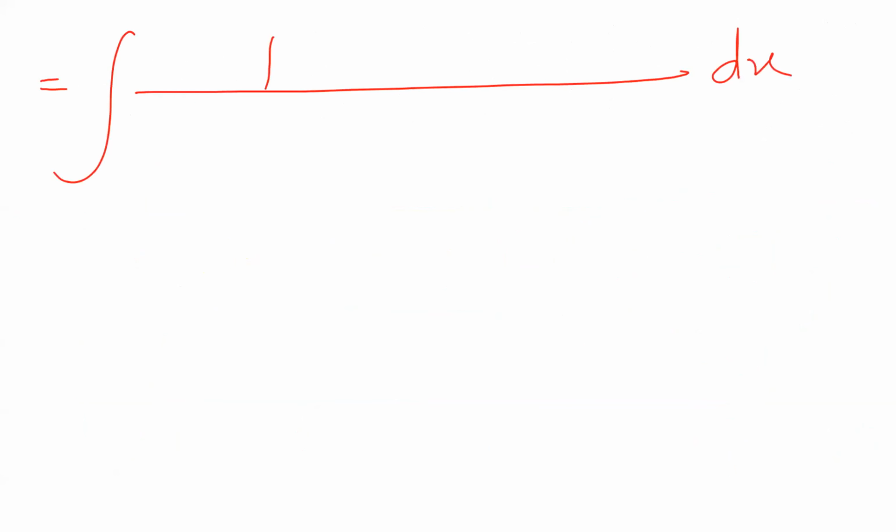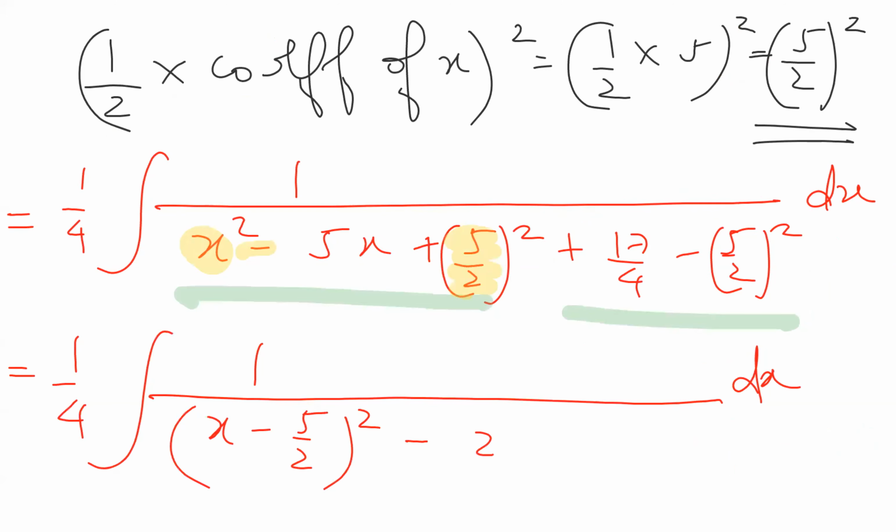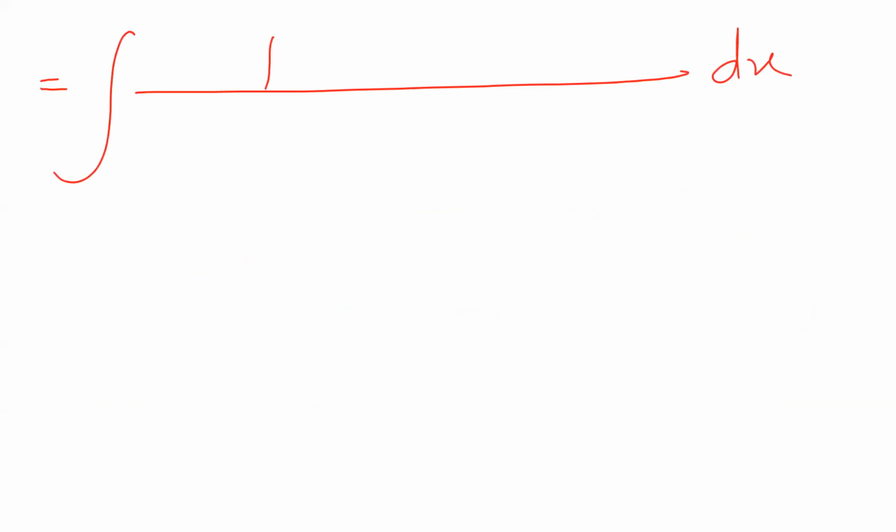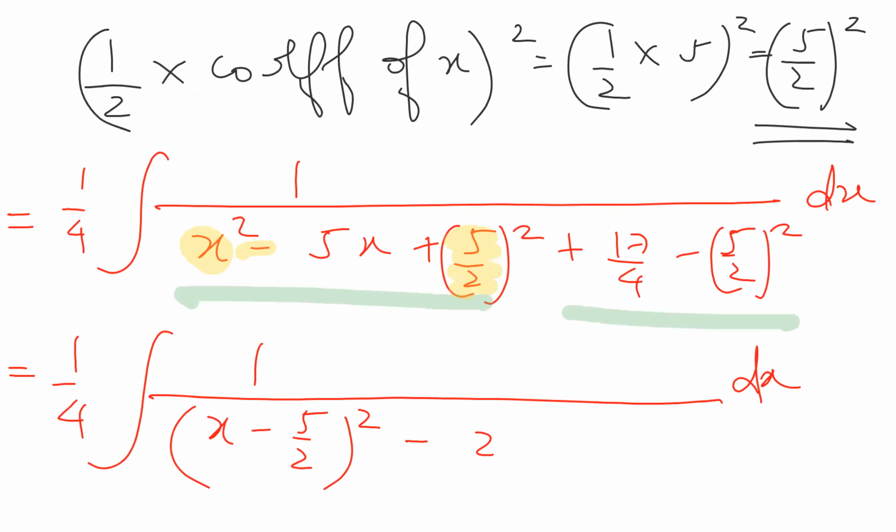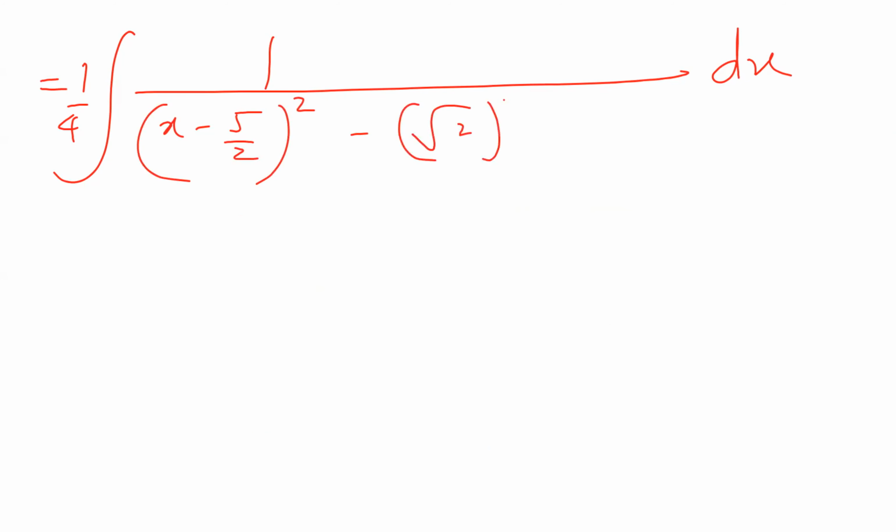So integration 1 by 4 x minus 5 by 2 the whole square, and this 2 can be written as root 2 the whole square. So this is x, what is there within the bracket, and this is a. By the way, a is not root 2 the whole square. Please remember this. A is only root 2.